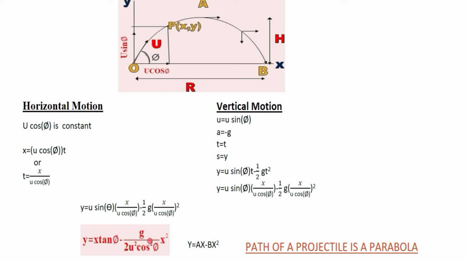If you observe, this equation is of the form y is equal to ax minus bx square, which represents the general equation of a parabola, where a is tan phi and b is g by 2u square cos square phi. So finally we proved that the path of this projectile represents the form y is equal to ax minus bx square. Hence we can say that the path of a projectile is a parabola.